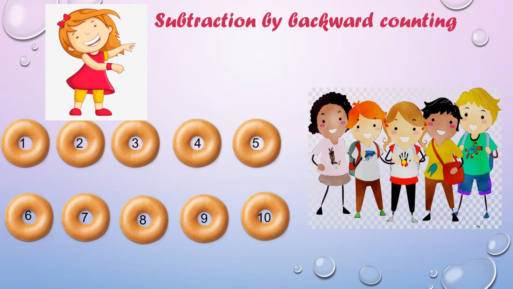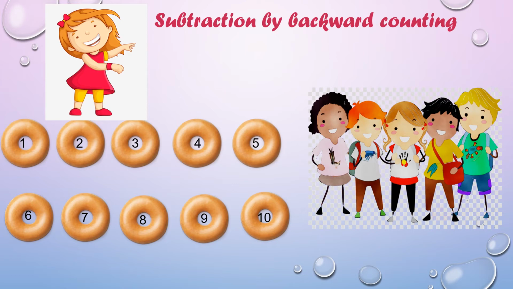One little girl named Sarah invited 5 friends to her house to play board games, and she offered donuts to her friends during snack time. Each friend had taken one donut. How many donuts are left with her?